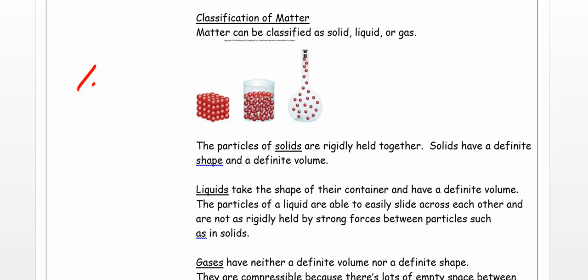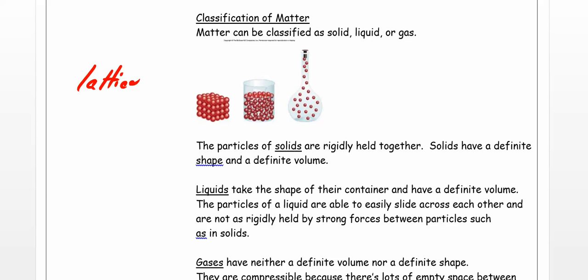Let me write that down. L-A-T-T-I-C-E. That is the formation of the particles in any kind of a solid, whether it be a gold ring or a rock or piece of granite, whatever the case may be. That's what we're going to see. If you could see the particles, they would line up in a lattice just like that.